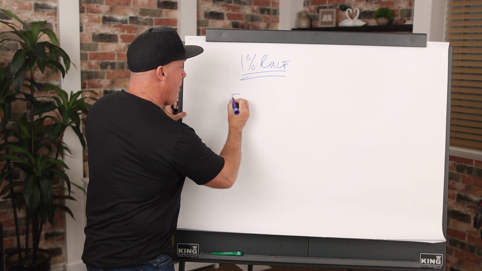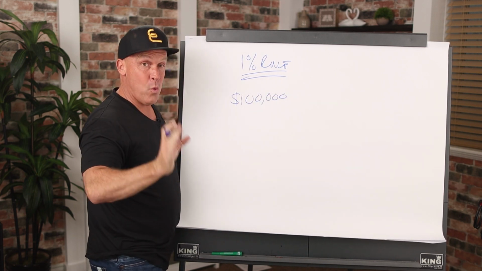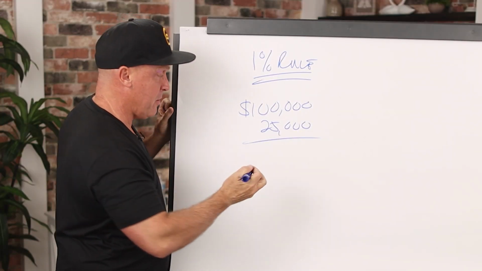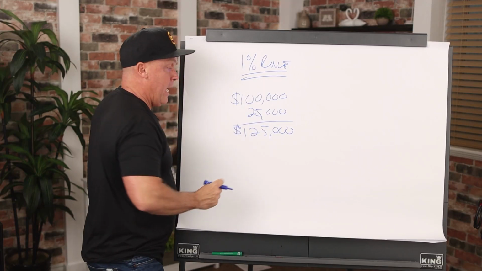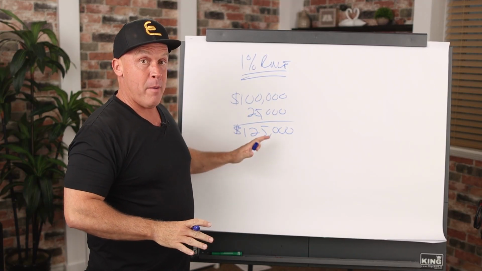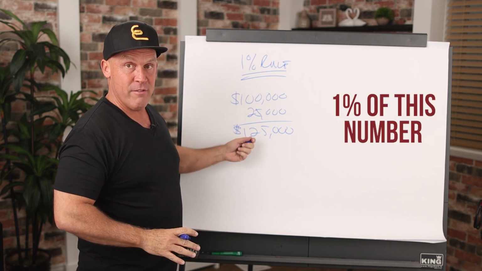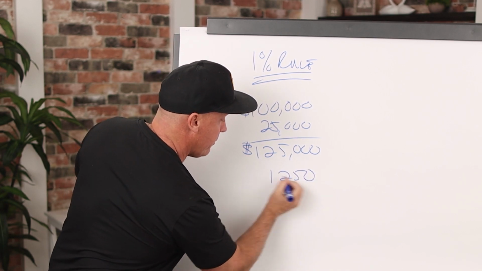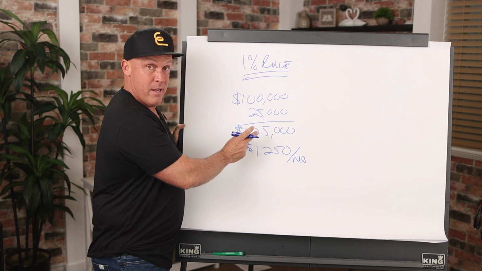If I'm purchasing a property for $100,000, and let's say there's going to be $25,000 of rehab. What that means is my acquisition price or my purchase price is going to be $125,000. And so what I need in order for this property to cash flow, I need to be able to rent for at least 1% of this number, which would be $1,250 a month. That right there is 1% of my purchase price.